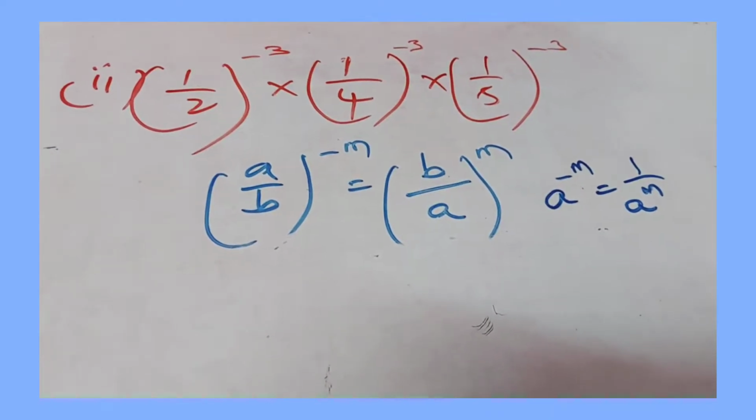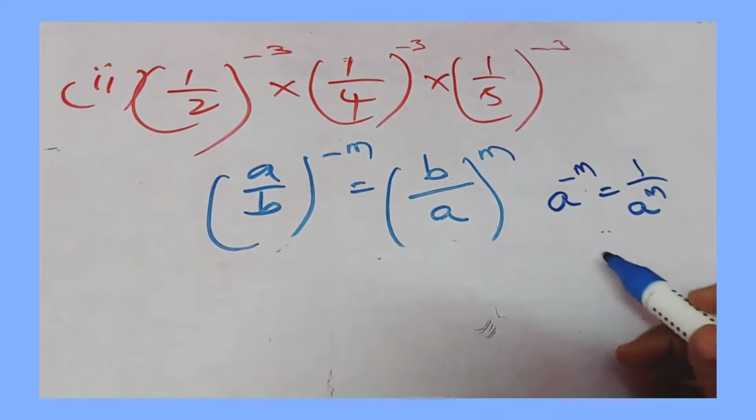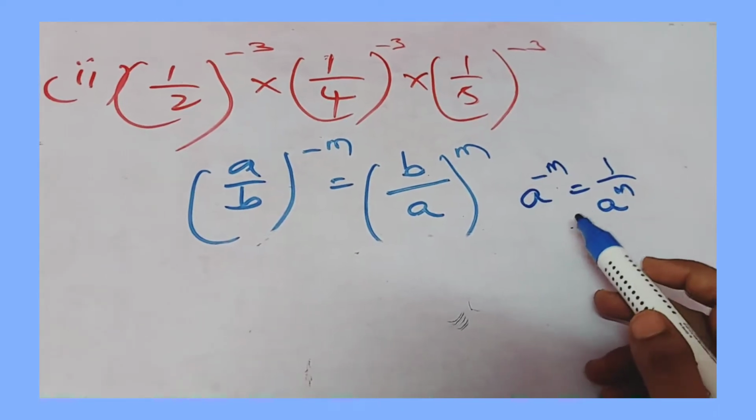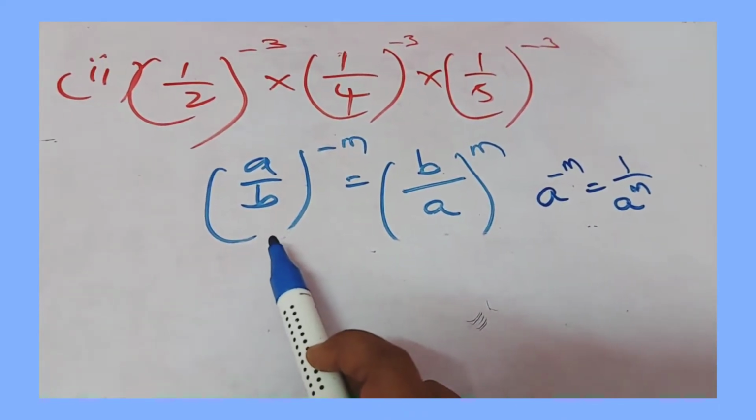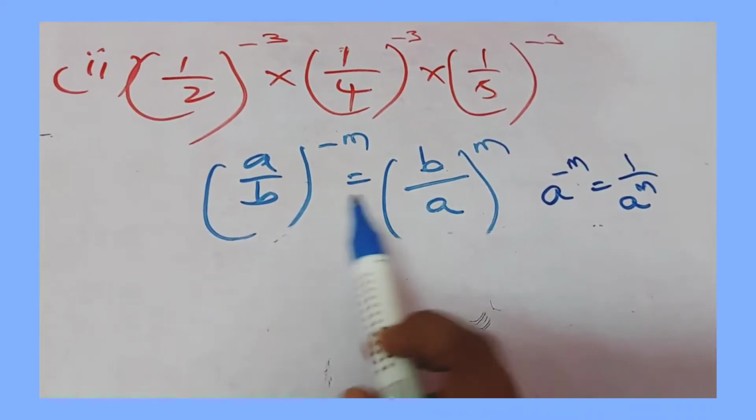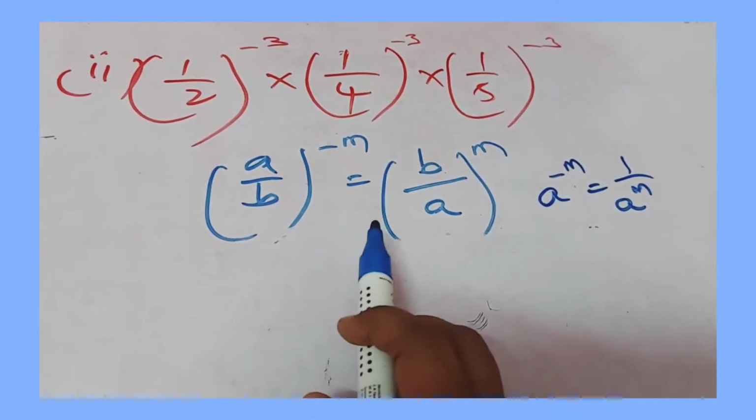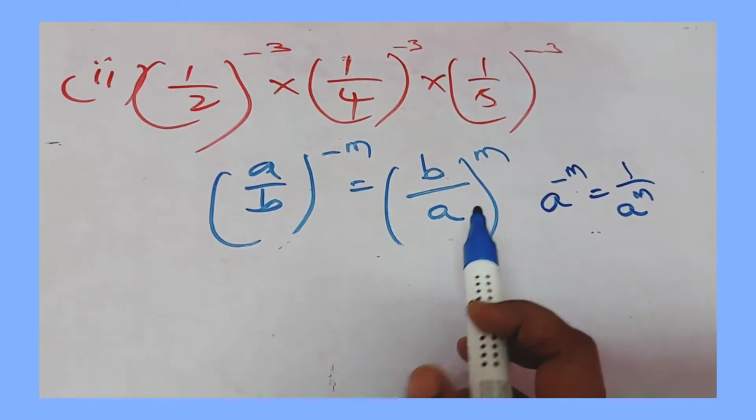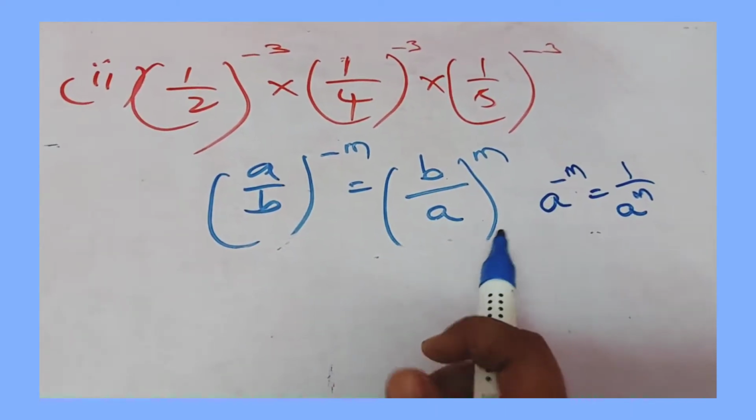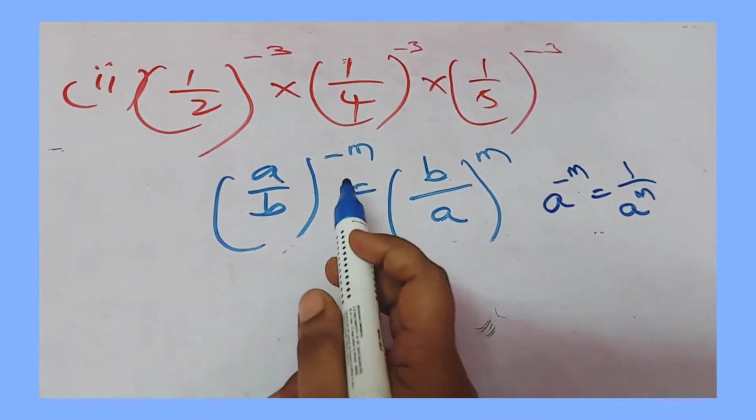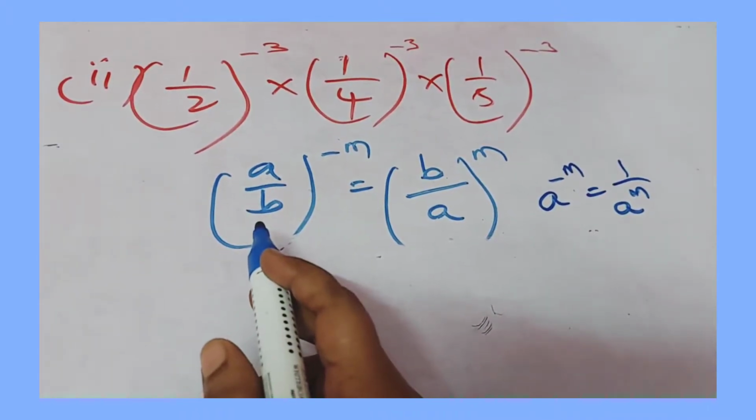In the previous method, what I have shown you, you have to take this formula: a power minus m is equals to 1 by a power m. So you can take this identity also. You can take this law also for this sum: (a by b) whole power minus m is equals to (b by a) whole power m. So with which method you feel easier, you can do that method. Okay. So (a by b) whole to the power of minus m means what you have to do.